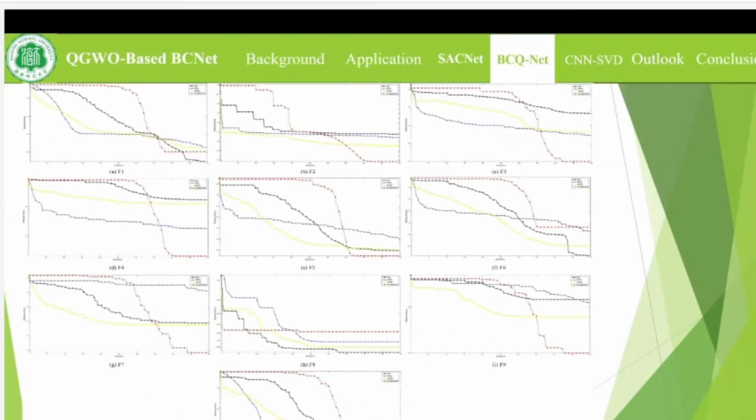And here is the performance of the quantum genetic binary Grey Wolf optimizer. You can see here the optimizer's effectiveness on various benchmark functions. We use 10 benchmark functions, which are already available in the Mirjalili GWO paper. From there, we choose the 10 benchmark functions and apply all three: first is GWO, then BGWO, and then the quantum genetic binary Grey Wolf optimizer.